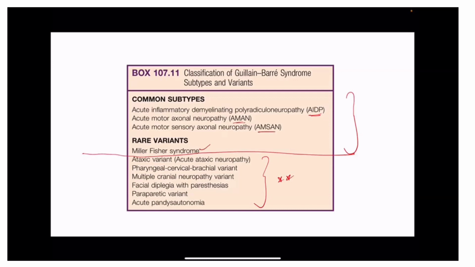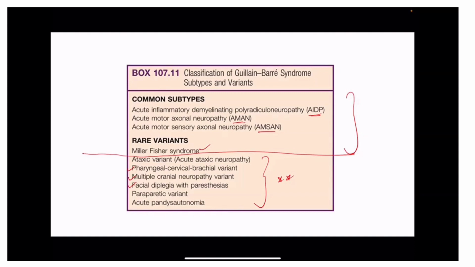Apart from that, the other variants you have to remember are the pharyngeal-cervical-brachial variant, where only your pharyngeal, cervical, and brachial muscles get involved. There is the multiple cranial neuropathy variant, wherein not just your 7th nerve, other cranial nerves like your 9th, 10th, the lower cranial nerves typically, can get involved. Facial diplegia with paresthesias, wherein the patient has only facial diplegia, that is bilateral facial nerve palsy, and just paresthesias.